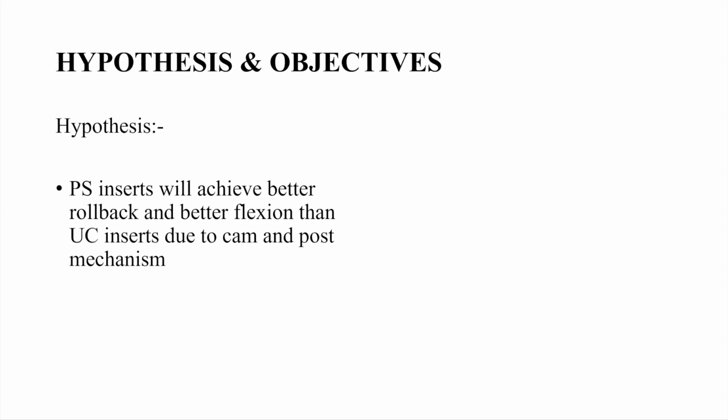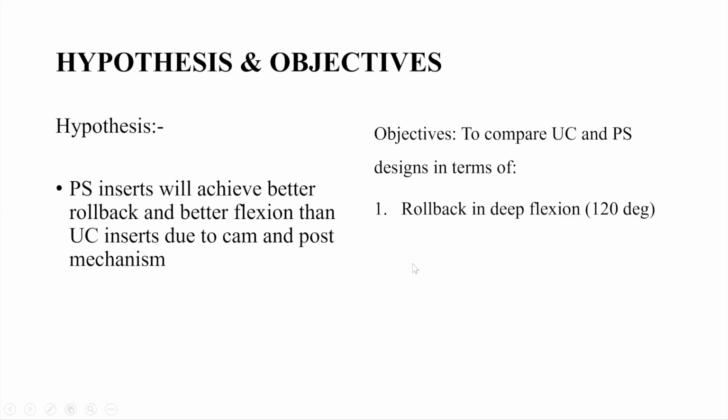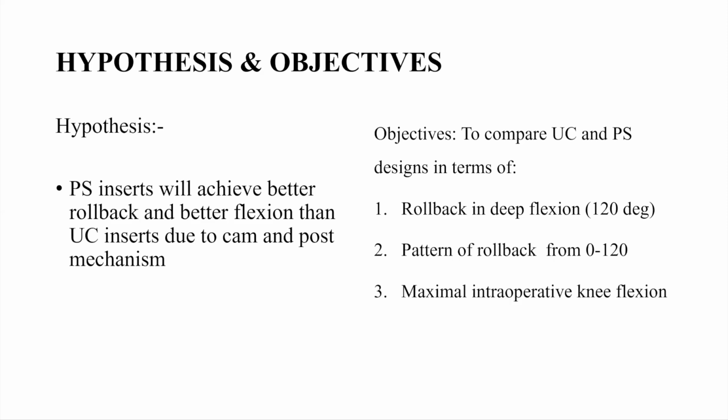So our objective or hypothesis was that the PS insert will achieve a better rollback and better flexion than UC inserts due to the presence of a cam and post mechanism. This was the initial hypothesis that we had. So the objective was to compare UC and PS knees in terms of rollback in deep flexion, the pattern of rollback from 0 to 120 degrees of flexion, and to see what the maximal intraoperative knee flexion achieved was.